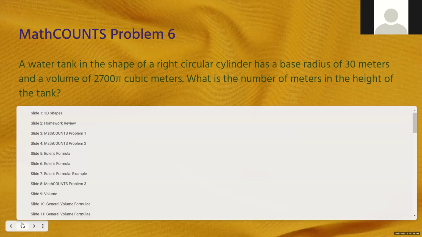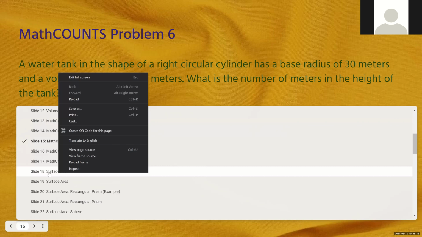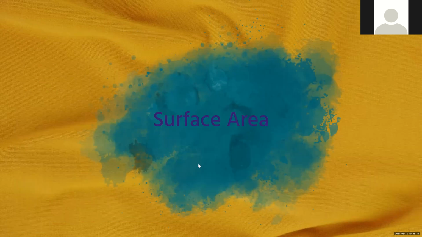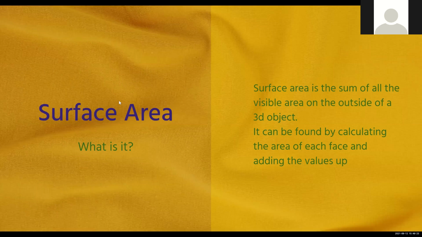So we will actually be moving on to surface area, simply so we can get through it all, right? Okay, so surface area. What is surface area? Surface area is just the sum of all the visible area on the outside of a 3D object. So it can be found by calculating the area of each face and adding the values up.